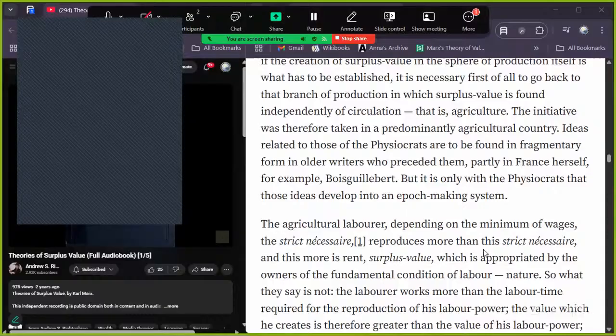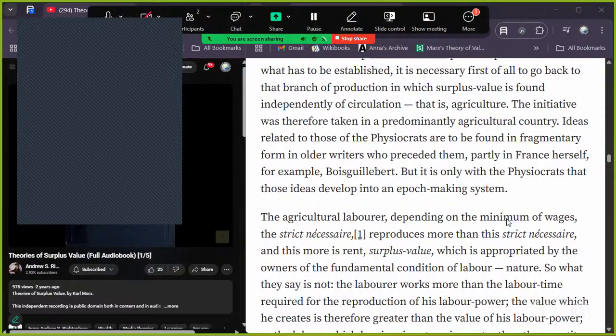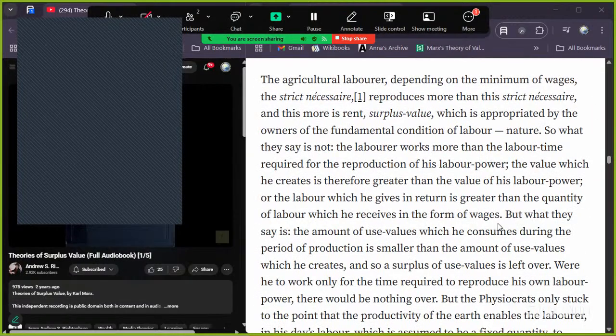Ideas related to those of the physiocrats are to be found in fragmentary form in older writers who preceded them, partly in France herself, for example, Boisguilbert. But it is only with the physiocrats that those ideas develop into an epoch-making system. The agricultural laborer, depending on the minimum of wages, the bare necessities, reproduces more than this bare necessity, and this more is rent, surplus value, which is appropriated by the owners of the fundamental condition of labor, nature.